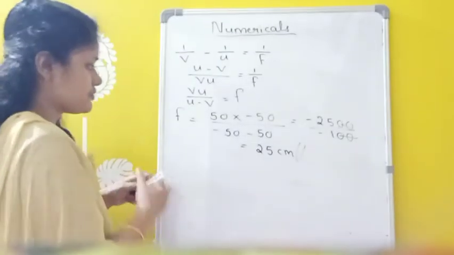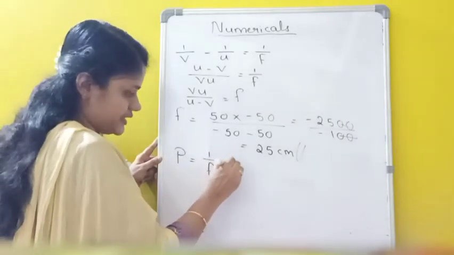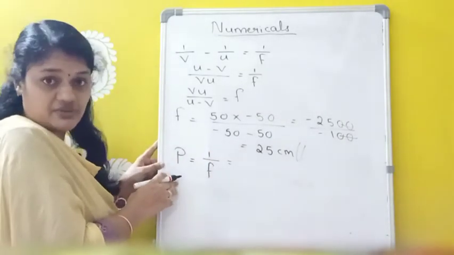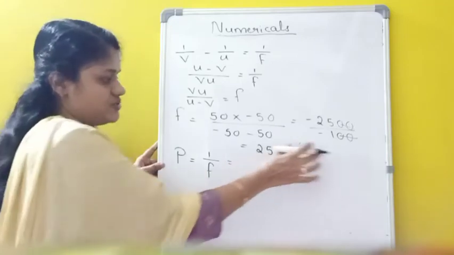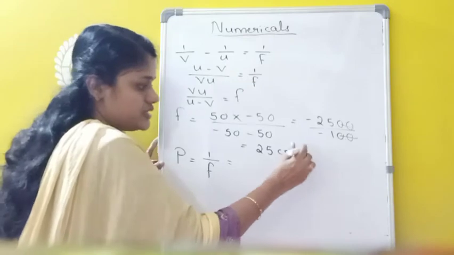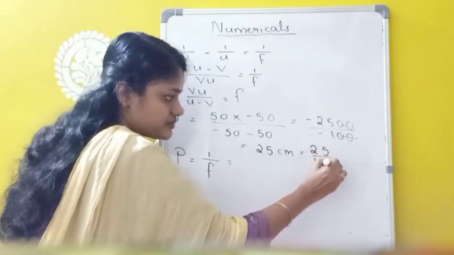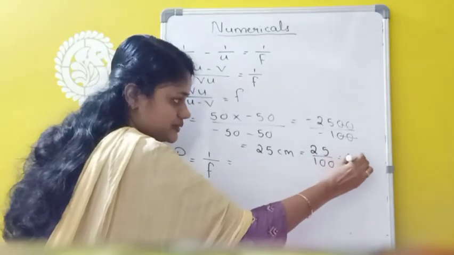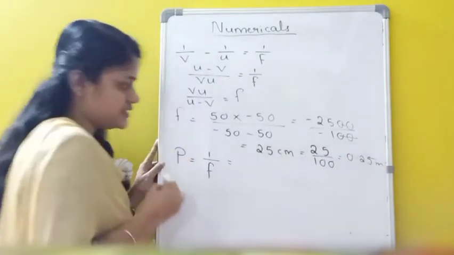So power, what is the formula? 1 by F. So power P equals 1 by focal length. But whenever we are finding power in diopter, focal length should be in which one? Meter. So we have to convert this centimeter into meter. That means 25 divided by 100, that is 0.25 meter. That is the focal length.